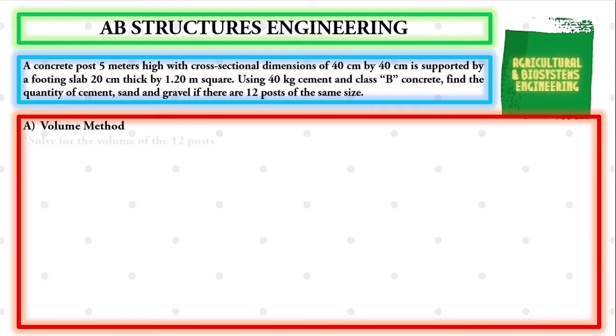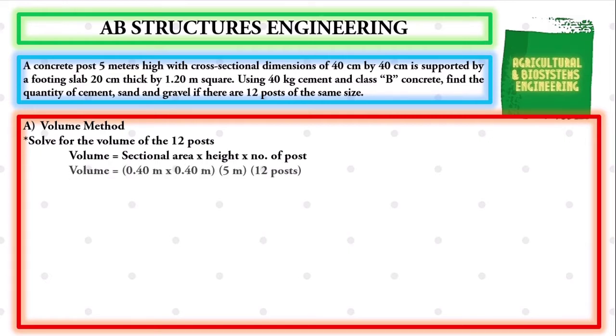In the volume method, we get the volume of the 12 posts since the problem states that there are 12 posts of the same size. To solve for its volume, we have the formula: volume is equal to the sectional area times the height, multiplied by the number of posts. Substituting values, volume is equal to the sectional area of 40 centimeters by 40 centimeters, converted to meters, 0.40 by 0.40 meters, times the height of 5 meters, multiplied by the number of posts which is 12. We get the product and we have a volume of 9.6 cubic meters.